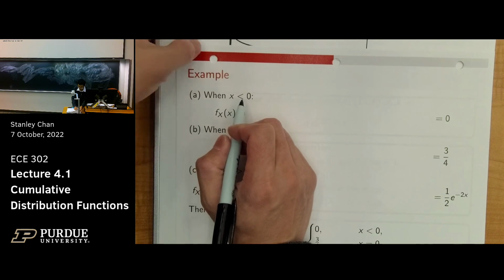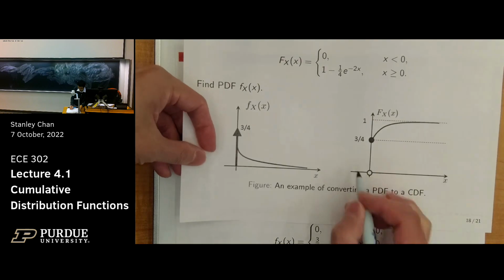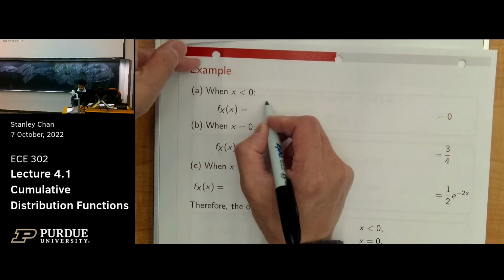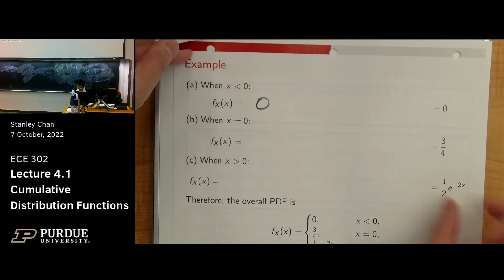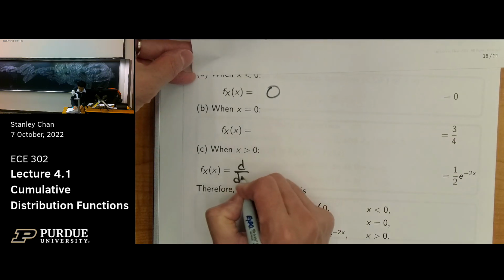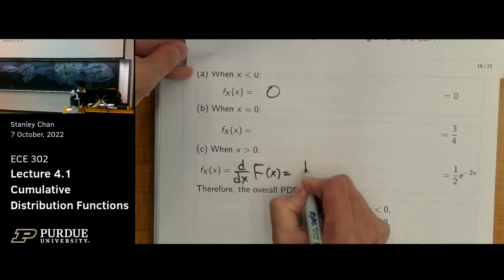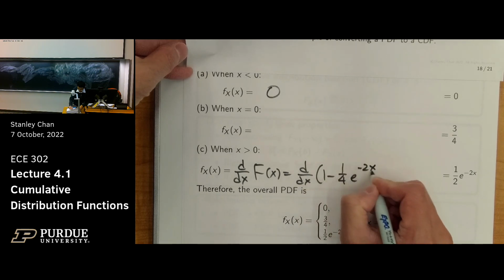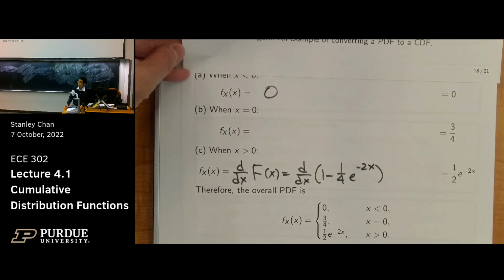When x is less than 0, then my f(x) will be 0. We don't have to do anything. When x is bigger than 0, I have a continuous function. Then you just take d/dx of your F(x), so you have d/dx of 1 minus 1/4 of e to the power minus 2x. You do the calculus, you get 1/2 of e to the power minus 2x.